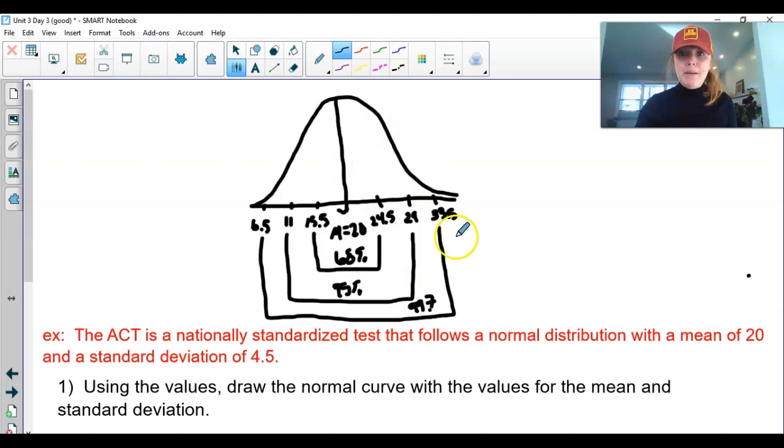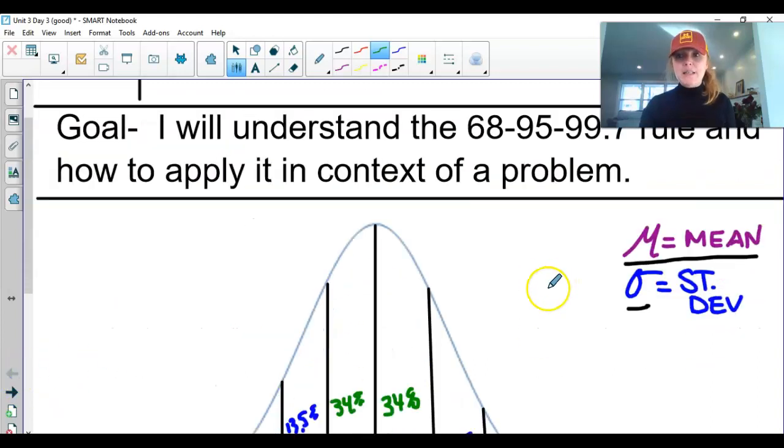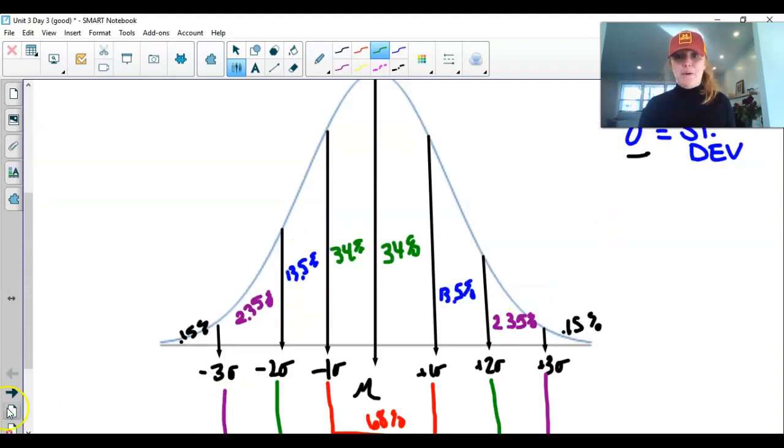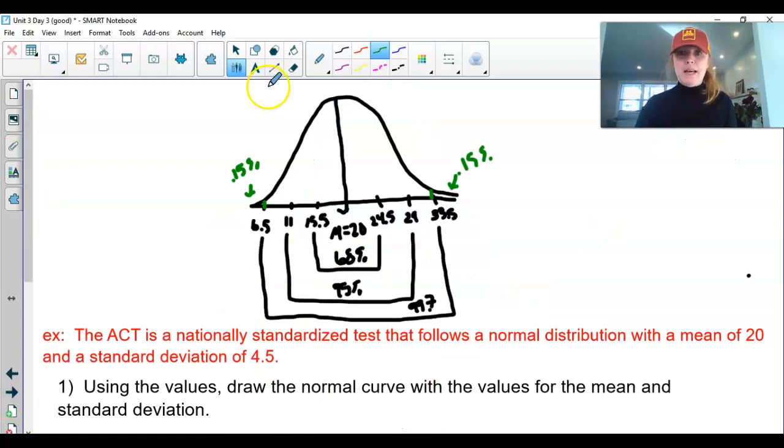Will there be people that score above a 33.5 and below a 6.5? Yes, but that's very rare. Remember, this little area there is 0.15%. 0.15% of people will be above a 33.5, or 0.15% of people will be below a 6.5. Again, I'm just taking these values that we just talked about and applying them in context. What else do we know?